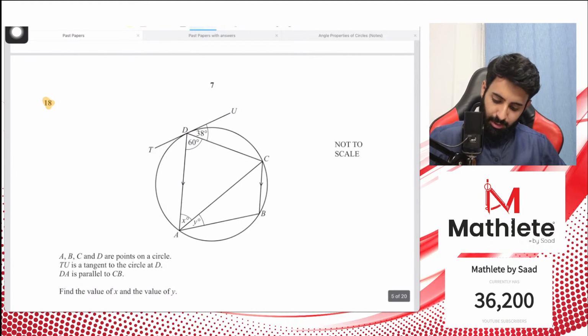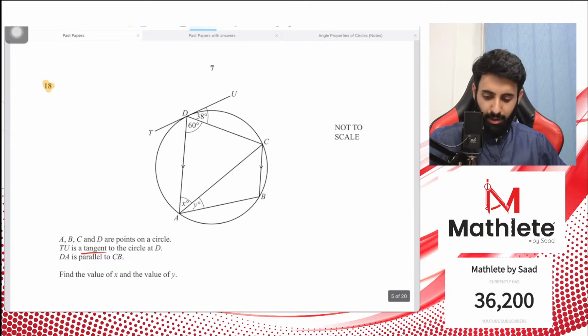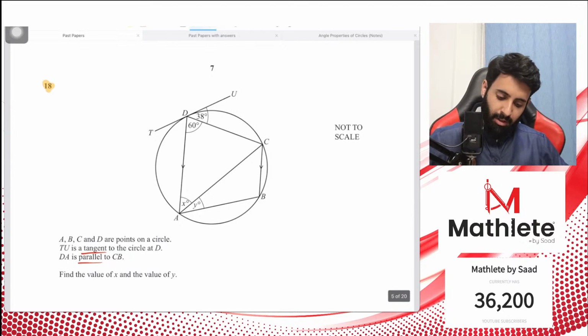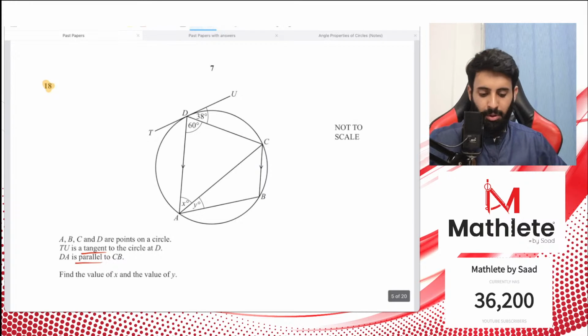I'd probably suggest that you underline the word tangent. It might help, it might not, but it's always a good idea to underline it. Then it says DA is parallel to CB. So DA is parallel to CB, and you can see that I've underlined the word parallel.